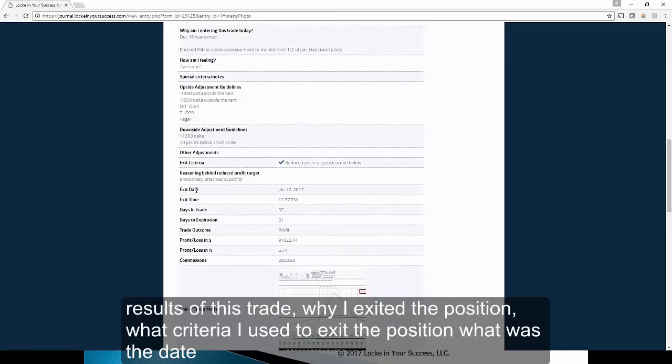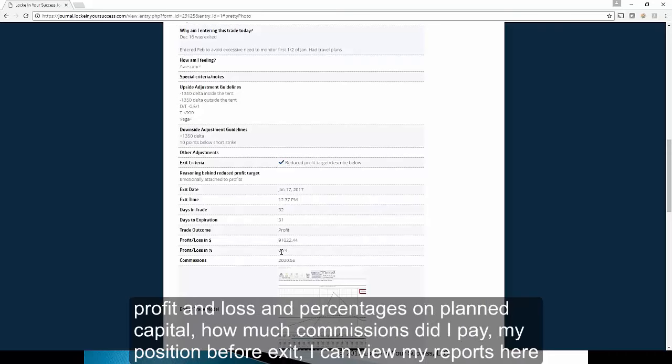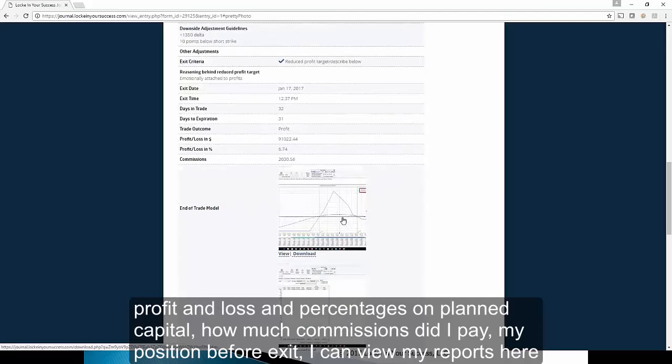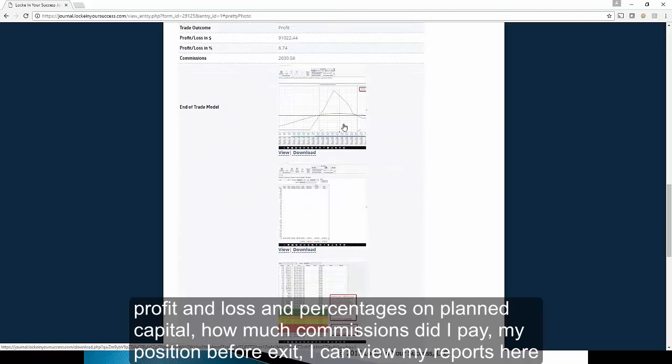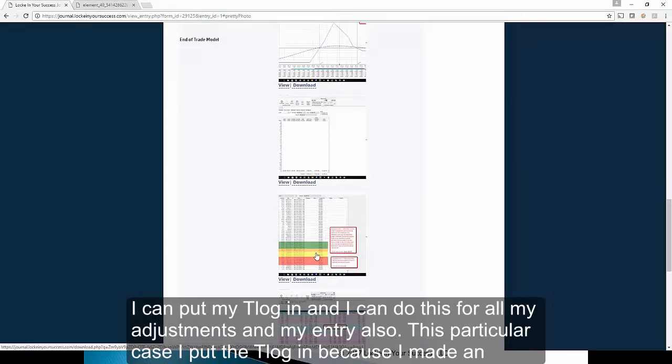So what were the results of this trade, why I exited the position, what criteria I used to exit the position, what was the date, what was the time, how many days was I in the trade, how many days to expiration, what was the outcome, profit and loss in percentages, my planned capital, how much commissions I paid, my position before exit. I can view my reports here. I can put my T-log in, and I can do this for all my adjustments in my entry also.